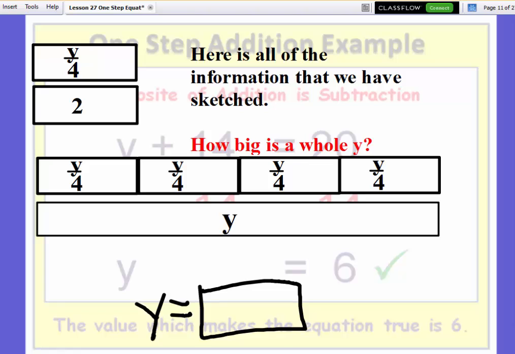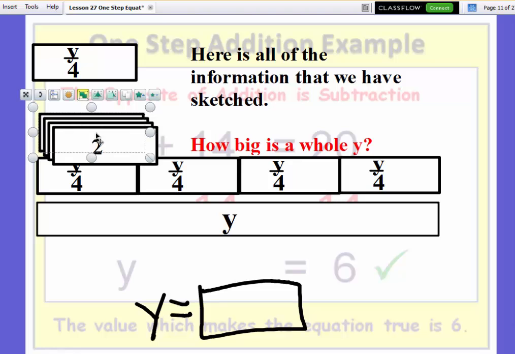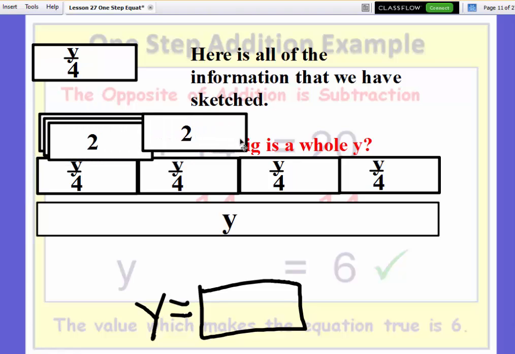Okay, about 15 more. Okay, if you said 8, you would be correct. Look at this, 2, and then I'm going to copy and paste this 2. And I want you to notice what is happening.